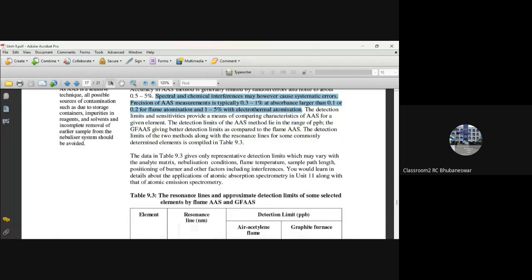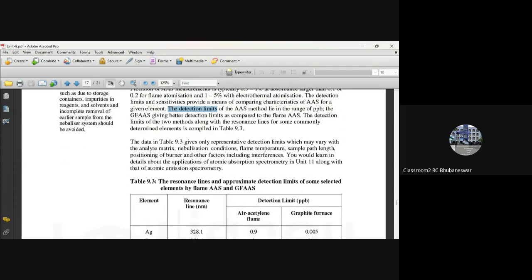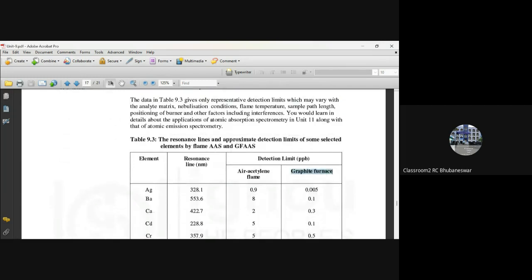Here I want to say one thing: detection limit is very, very important. That is why sensitivity varies from method to method. The detection limit of the AAS method lies in the range of ppb, and GFAAS gives a better detection limit compared to flame AAS. Here you can see the detection limits. For the same sample, with an air acetylene flame the detection limit is 0.9 ppb. However, with a graphite furnace the detection limit is so good, 0.005.